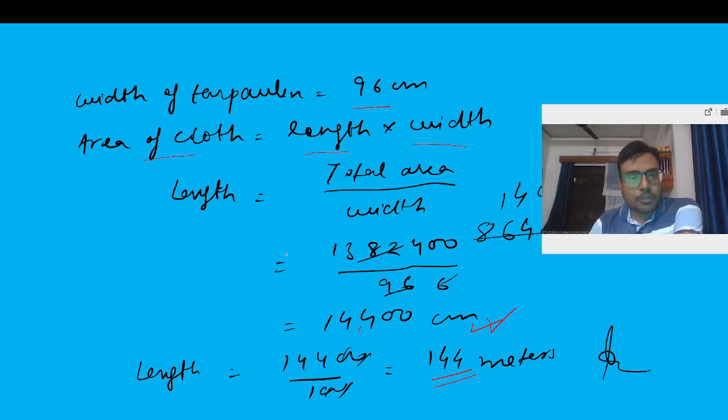So I hope you understand. First you have to calculate the area of one suitcase, because this is the total surface area, and to cover with tarpaulin you will require the total. So you have to cover the whole suitcase, not a certain part or the side part. So the total surface area of the suitcase will be the area of the tarpaulin. Tarpaulin area is length into width, and width is given and area you calculated, so you can easily calculate the length.